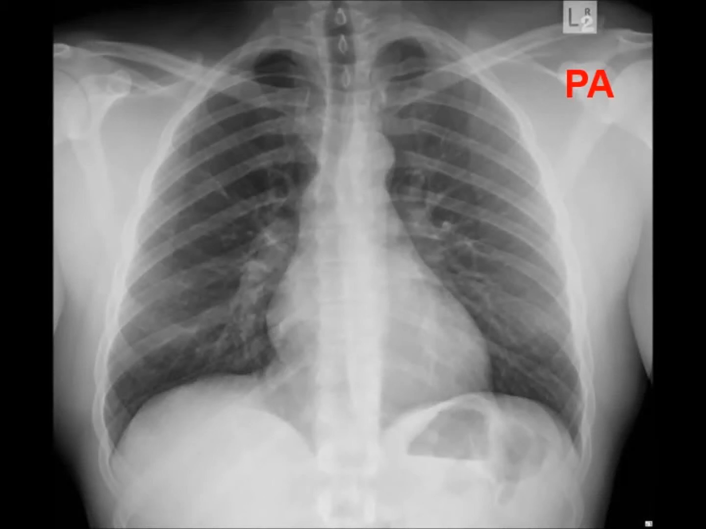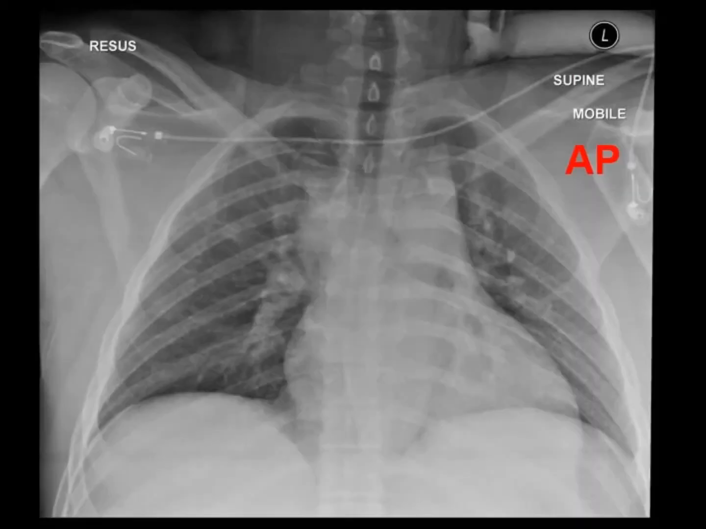Look at the clavicles and scapular edges on this PA film. Now let's look at the AP. Do you see any differences? Notice how in the AP projection, the borders of the scapulae are sharp and appear to lie over everything else, while the clavicles appear to be obscured by the ribs and other structures. Also notice that the heart appears abnormally wide.